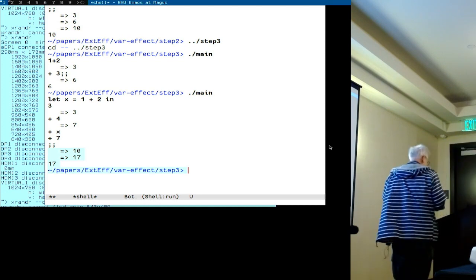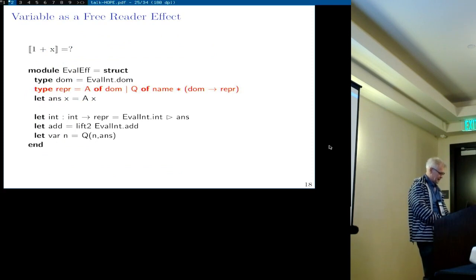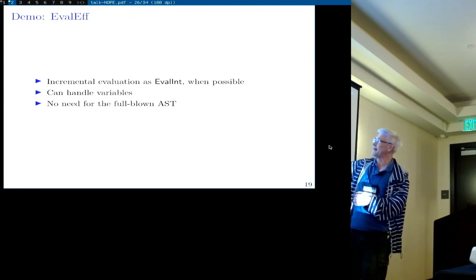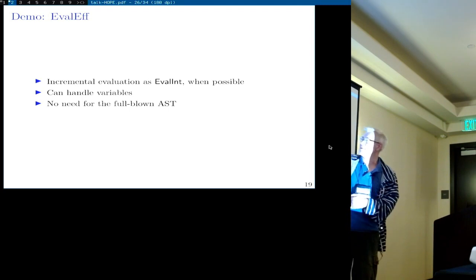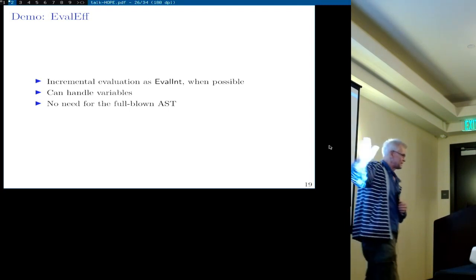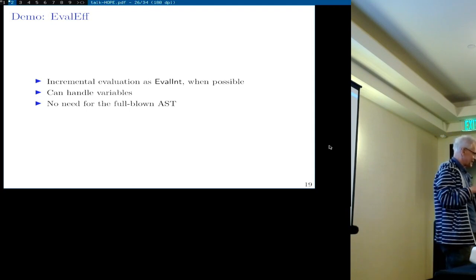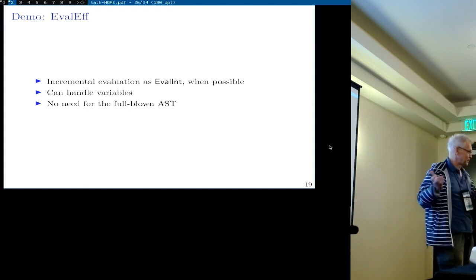Of course, I know hardly anybody is interested in writing interpreters. But what the example shows is that there is some sort of incremental evaluation as before, it can handle variables, and the AST can, to some extent, reduce as it goes. So it doesn't have to construct the whole AST to represent the whole program. If it could reduce it, then it actually could.